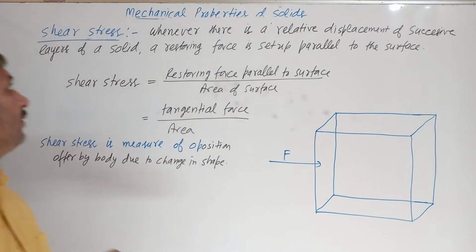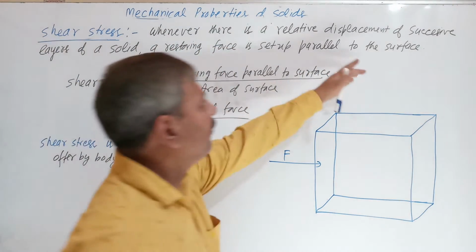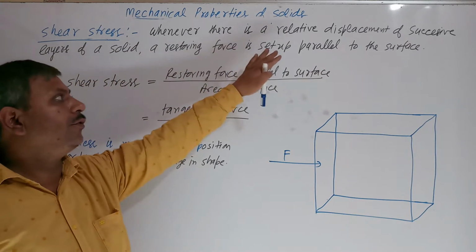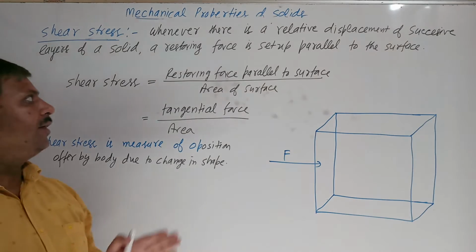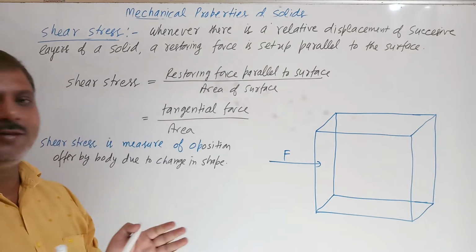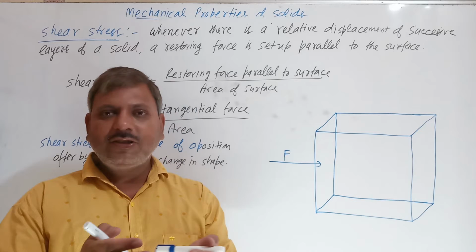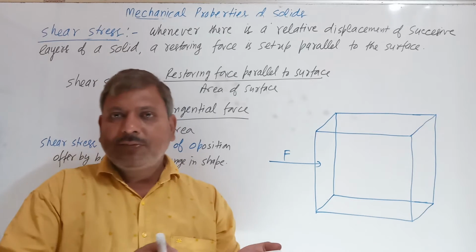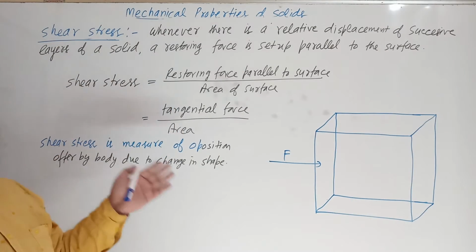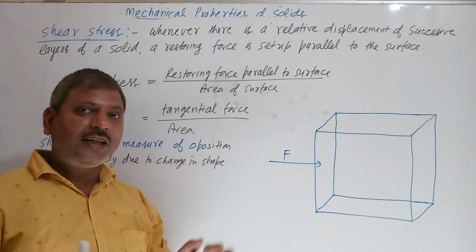See, shearing stress. Whenever there is a relative displacement of successive layers of a body, the restoring force set up parallel to the surface is called shear stress. Shear stress is a different type of stress, when there is a change of shape. The shear strain is a measure of the opposition offered by the body due to change in shape.